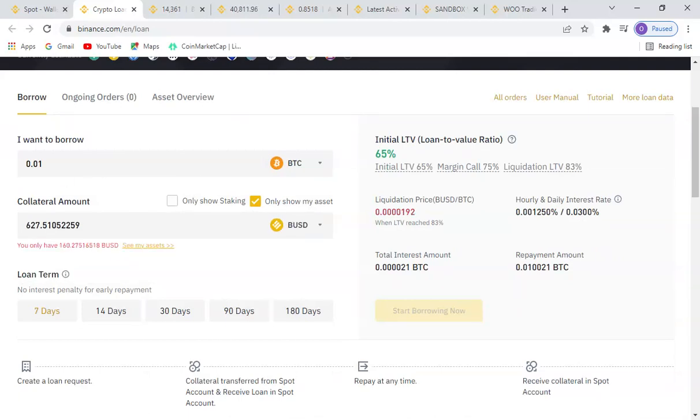So to get 0.01 BTC, we will need 627 BUSD as collateral.